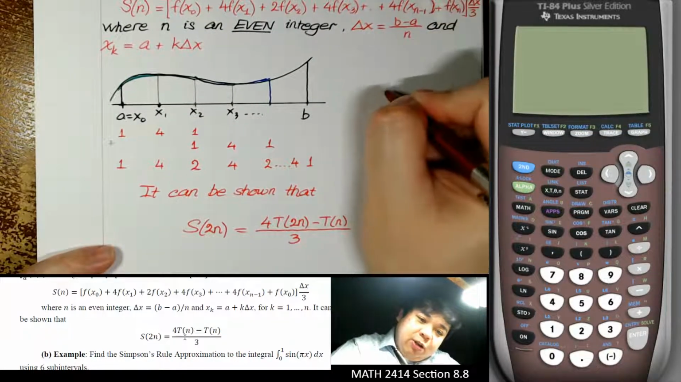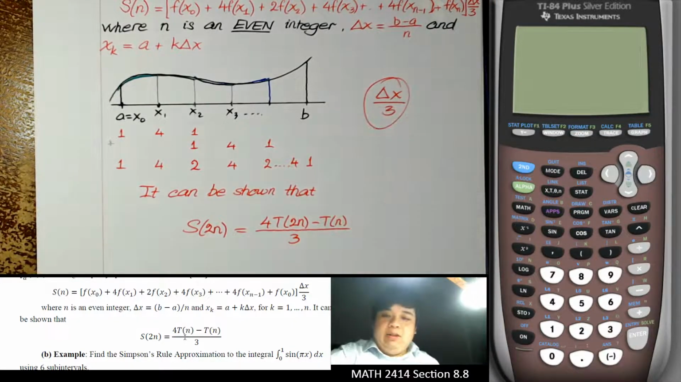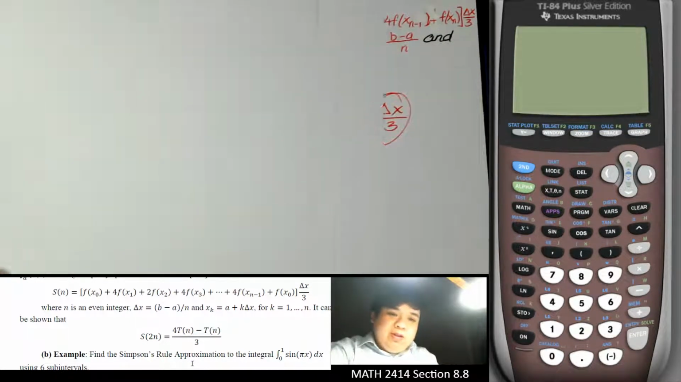But here we have delta x over 3. Don't forget that we're going to have the delta x over 3. Right. Let's look at the first example.